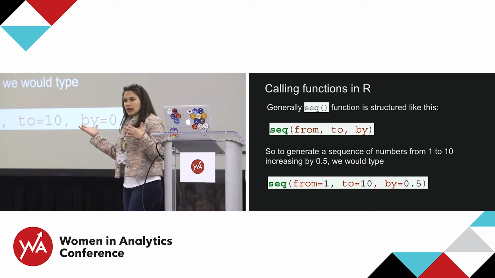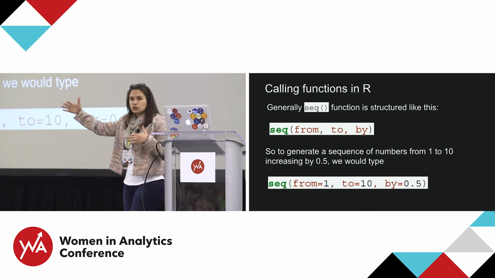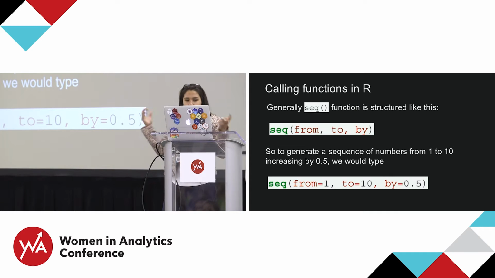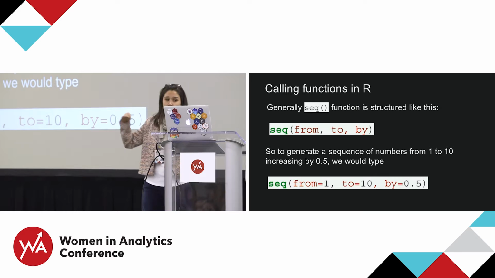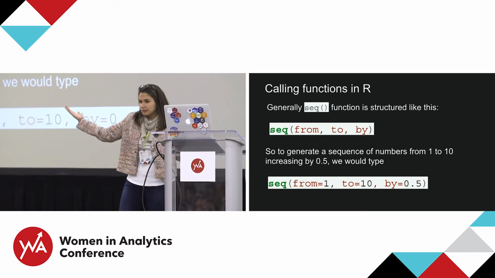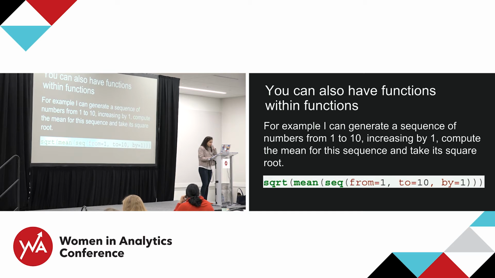And generally, seq has this kind of form. The first argument is from, the second is to, and the third one is by, the increments. So, for example, to generate a sequence of numbers from 1 to 10, we would just say from equals 1, to equals 10, by 0.5. Very simple, right? So we'll be seeing similar things now in the code.